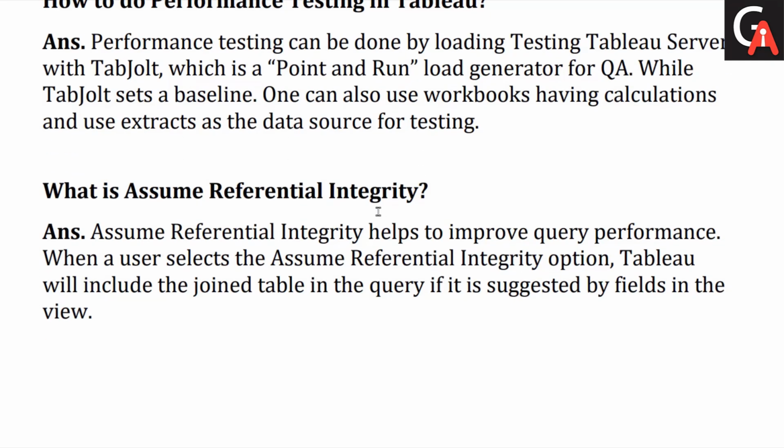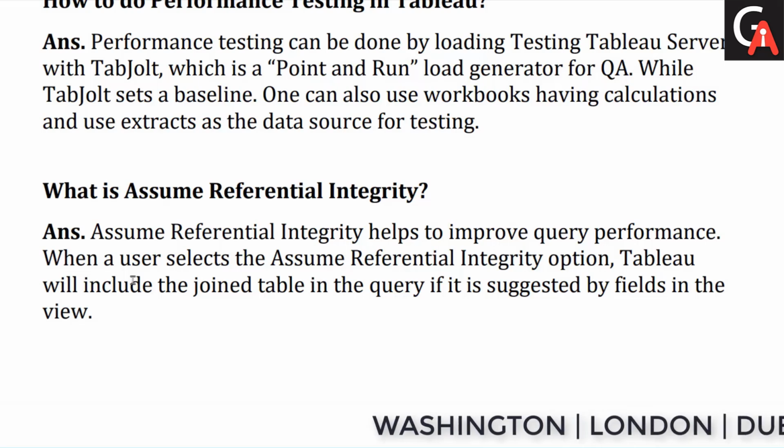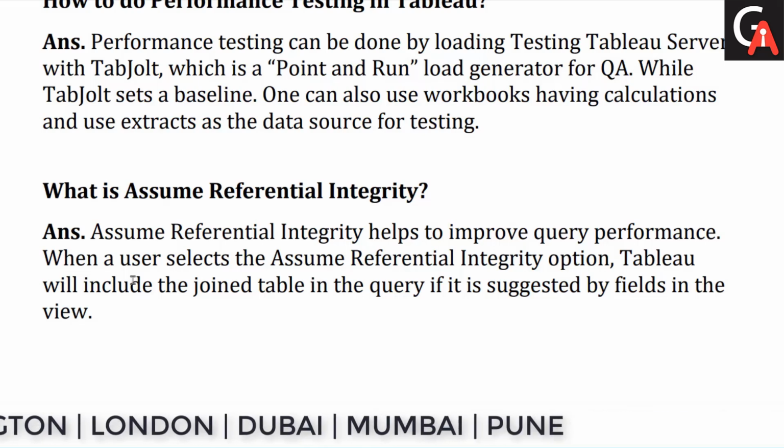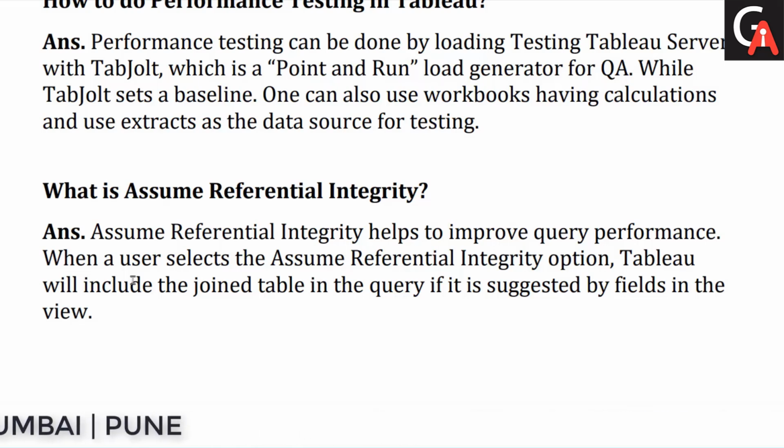Clear? Final question we have for the day: what is assume referential integrity? Assume referential integrity helps us to improve query performance. When the user selects the assume referential integrity option, Tableau will include the joined table in the query only if it is suggested by the fields in the view. So that's assume referential integrity with respect to Tableau.